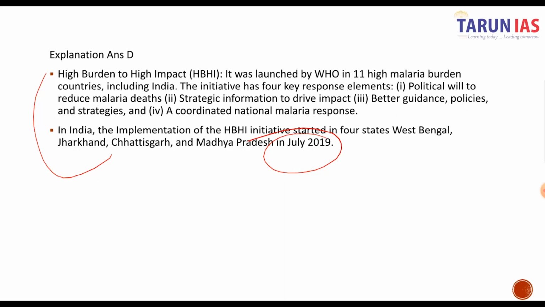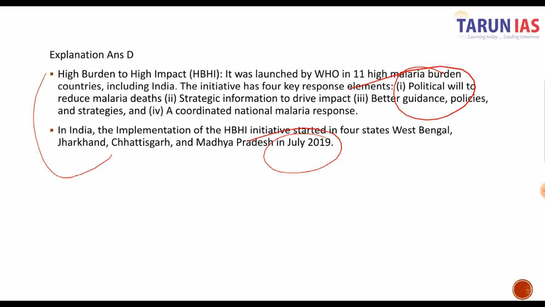The first one is the political will. Political will is highly imperative to achieve any of the objectives, whether it is related with social welfare, health, economy, etc. So there is a need for political will in order to achieve any of the objectives that are being set by the country.